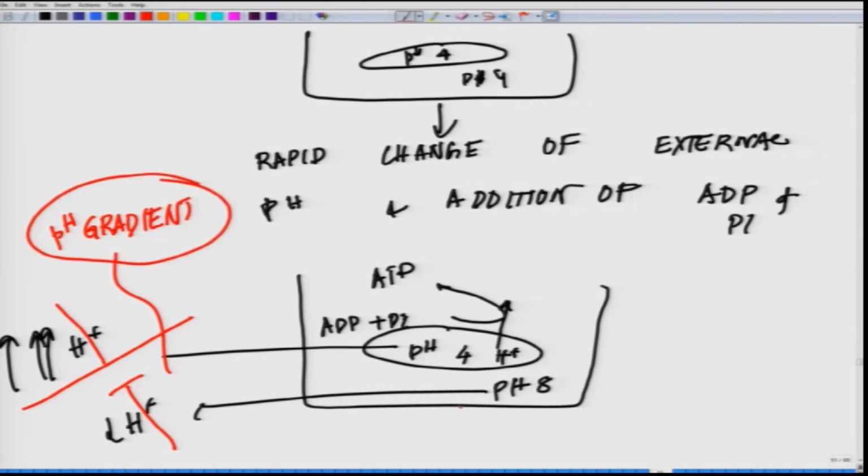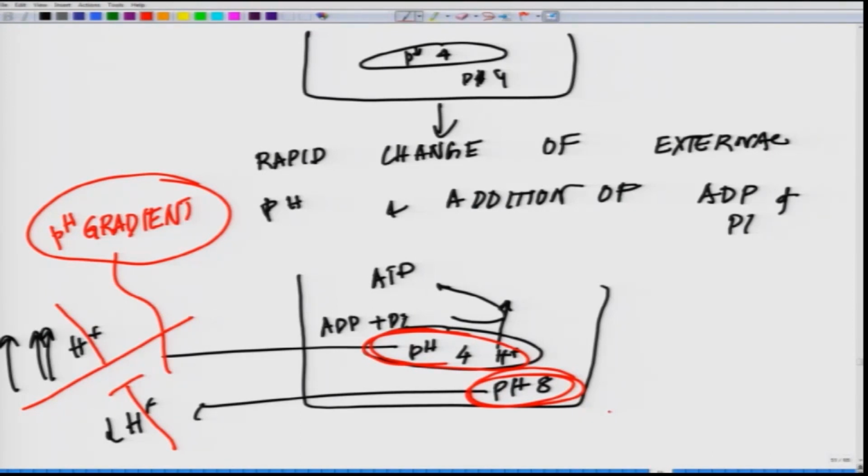Okay, so the pH of the stroma suddenly increased to 8, whereas the pH of the thylakoid space remained at 4. So it remained at 4, and here you are increasing it to pH 8, whereas the pH of the thylakoid space remained at 4. A burst of ATP synthesis then accompanied the disappearance of the pH gradient across the thylakoid membrane.